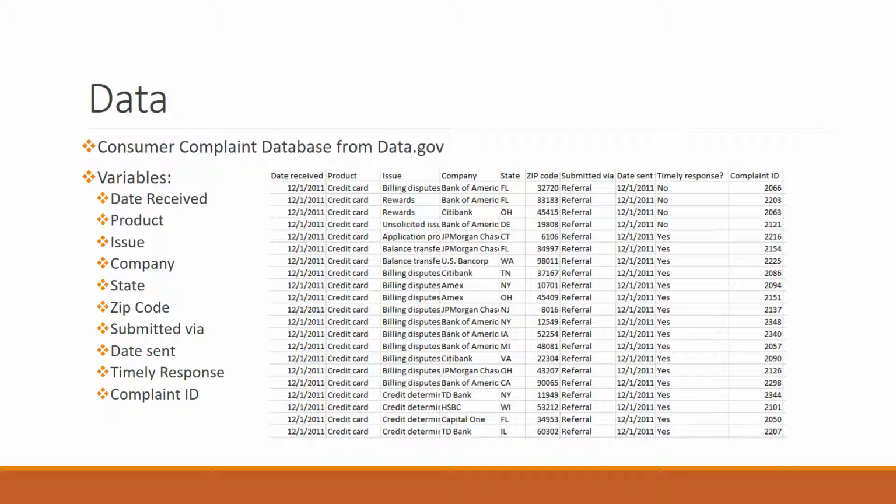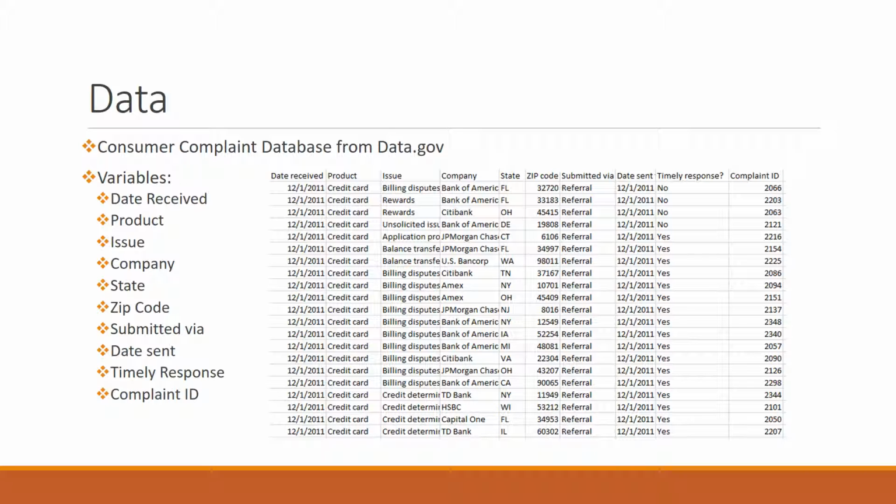The data that I worked with is from data.gov, which is a database of government open data. This particular set looked at compiled complaints about financial services and products. The data looks at a multitude of variables, including the date received, product or service, company, state, zip code, methods of submission, date sent, whether there was a timely response, and complaint ID.